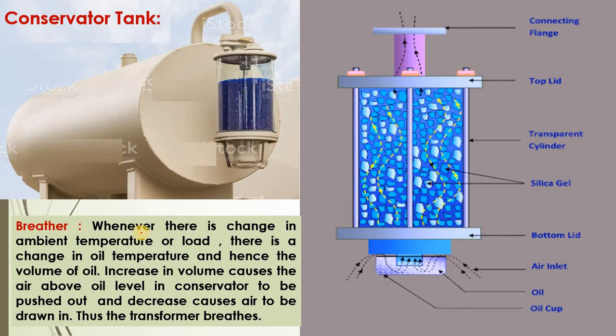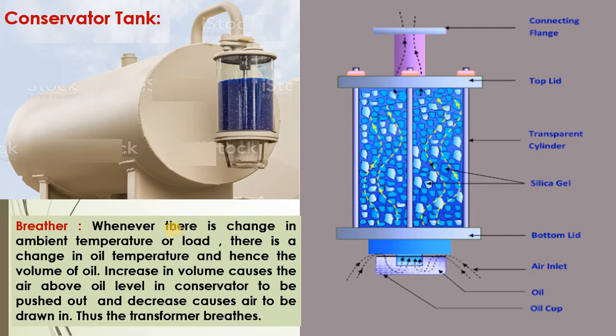Next is the breather. Where is the breather located? The breather is located at the top portion of the transformer, on the conservator tank. To this conservator tank, the breather assembly is attached. So what is the function of the breather?